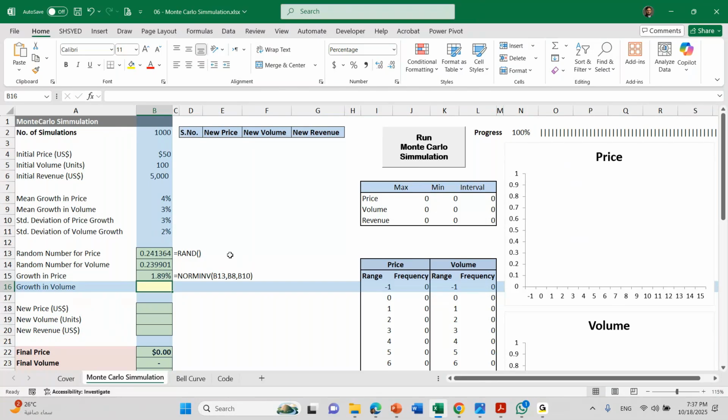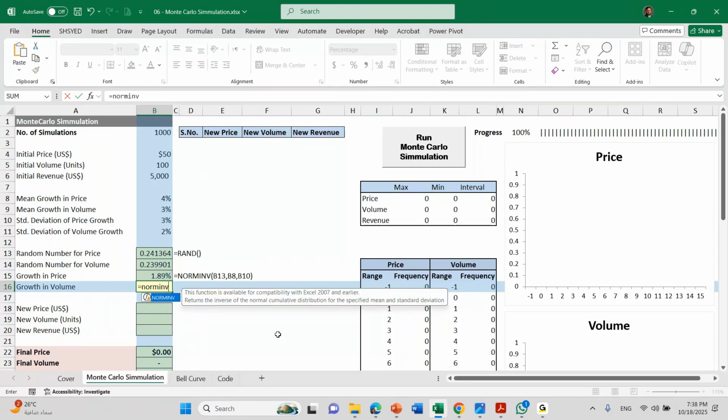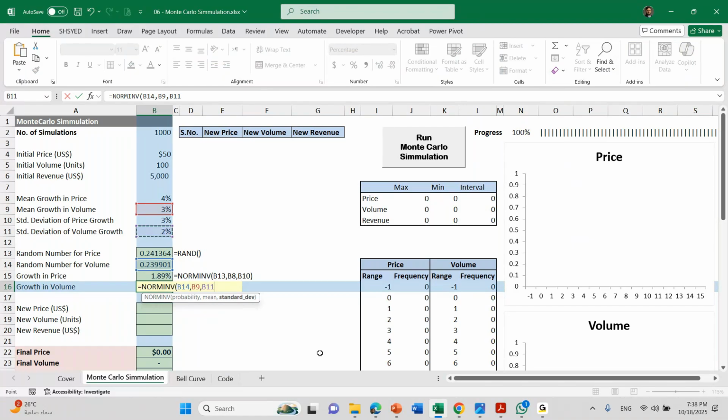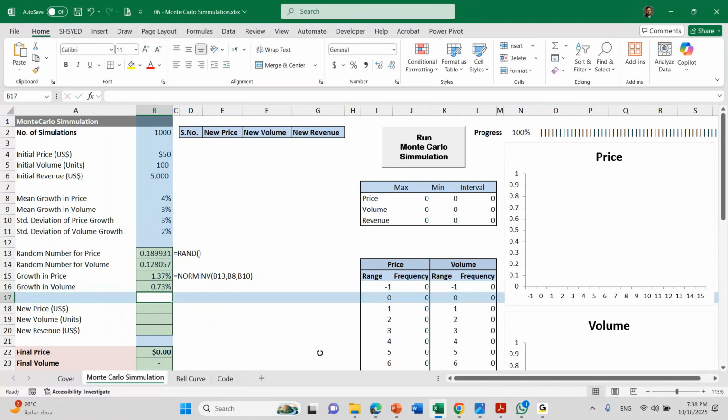I will apply the same NORMINV function on the volume. This is my probability for volume. This is my mean growth rate in volume historically. And this is the standard deviation of the growth in volume. With this, I will get a growth in volume. And now with these two values, growth in price and growth in volume, I can determine what is the price next time. What is the next price?